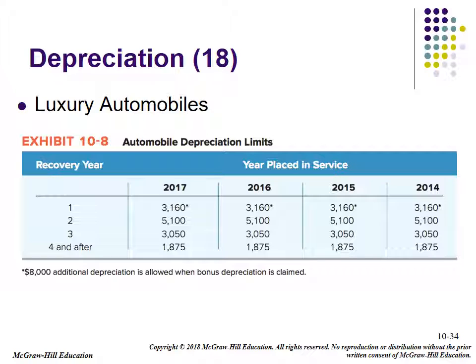So we're going to use the half-year convention table, 5-year property, $30,000 cost. Jot that down, $30,000 cost. So 20% would be the percentage we use. 30,000 times 20% is $6,000. However, it is 100% business use, so that $6,000 so far is eligible to be deducted.